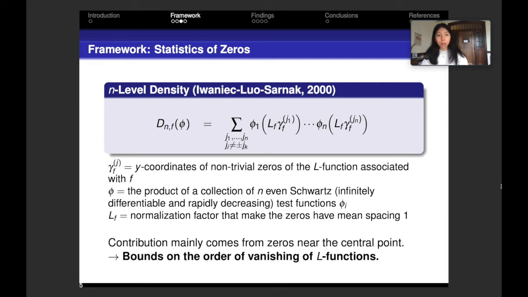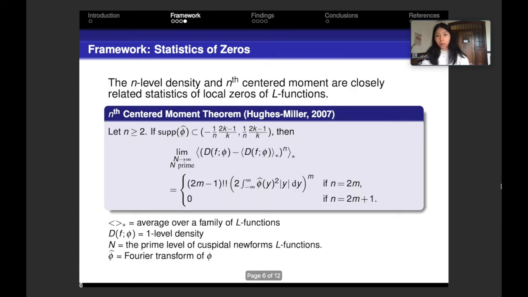This is the definition of the n-level density. Since the test functions are rapidly decreasing, the contribution mainly comes from zeros near the central point, and therefore we can use the statistics to obtain bounds on the order of vanishing of L-functions. The n-level density and the n-centered moment are closely related statistics of local zeros of L-functions. The shown equation is a theorem about the n-centered moment that we can use for computations.